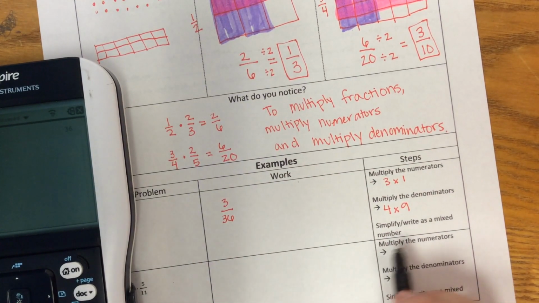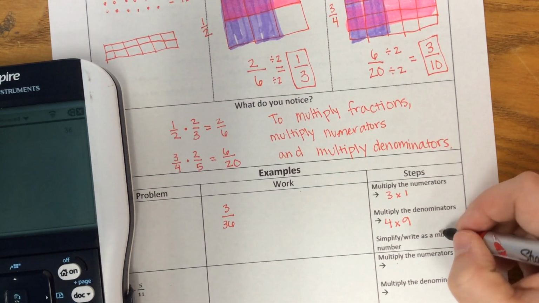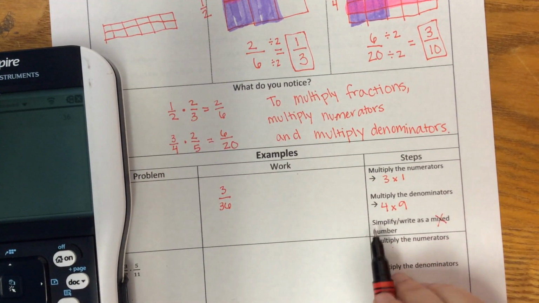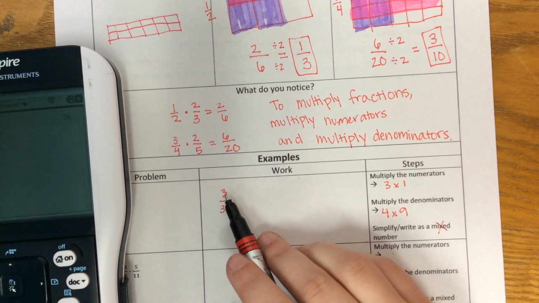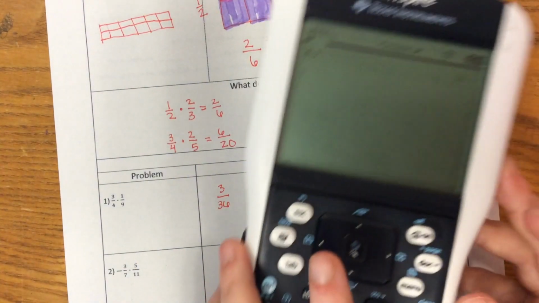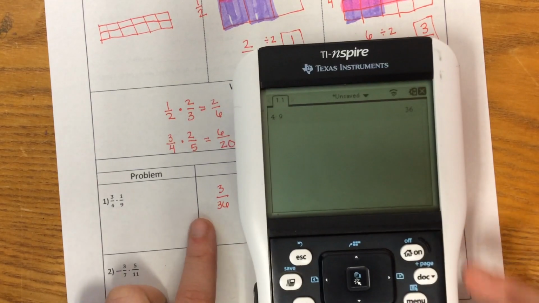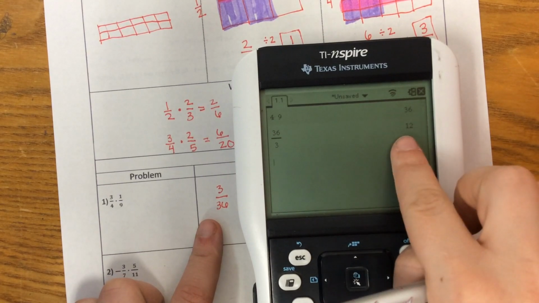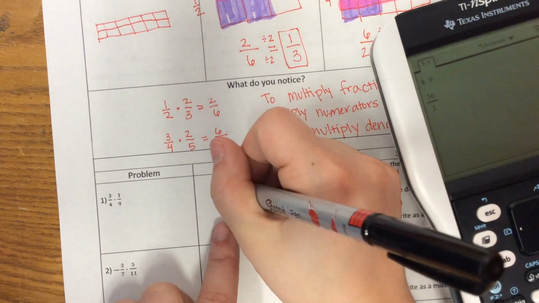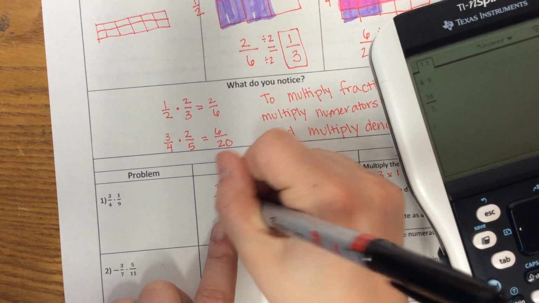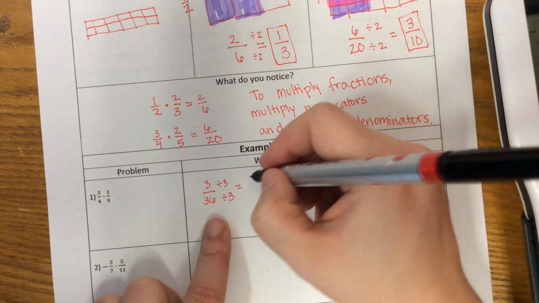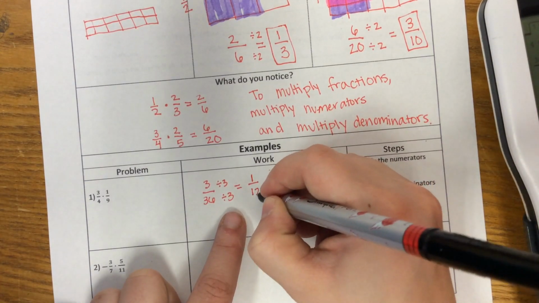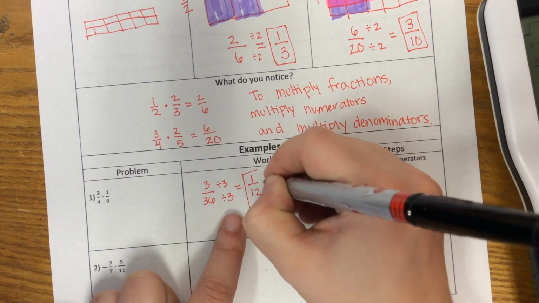Now I do want to simplify it or write it as a mixed number. I don't need to do the mixed number because the top number is smaller than the bottom, but I need to see if I can simplify it. The only thing I know I can divide 3 by is 3. So I'm going to see, can I do 36 divided by 3? So 36 divided by 3. I can, I get 12. So I'm going to divide top and bottom by 3. So 3 divided by 3 is 1. And 36 divided by 3 would be 12, because I just did that in my calculator. So 1/12 is my answer.